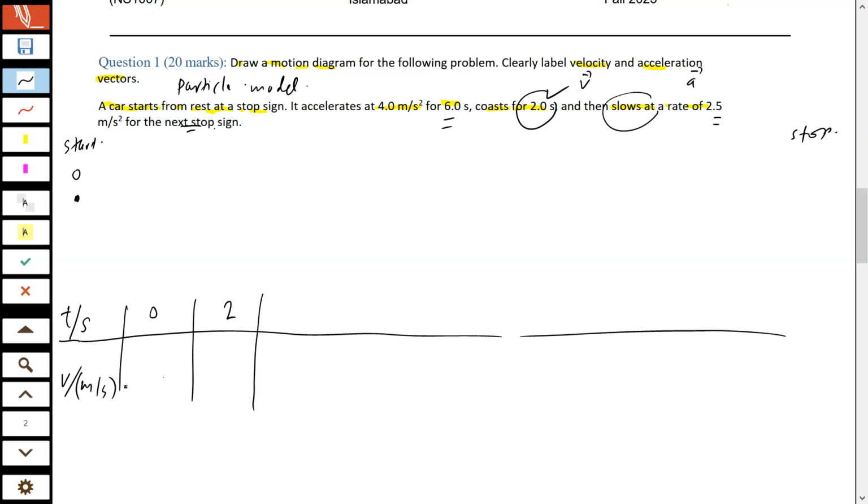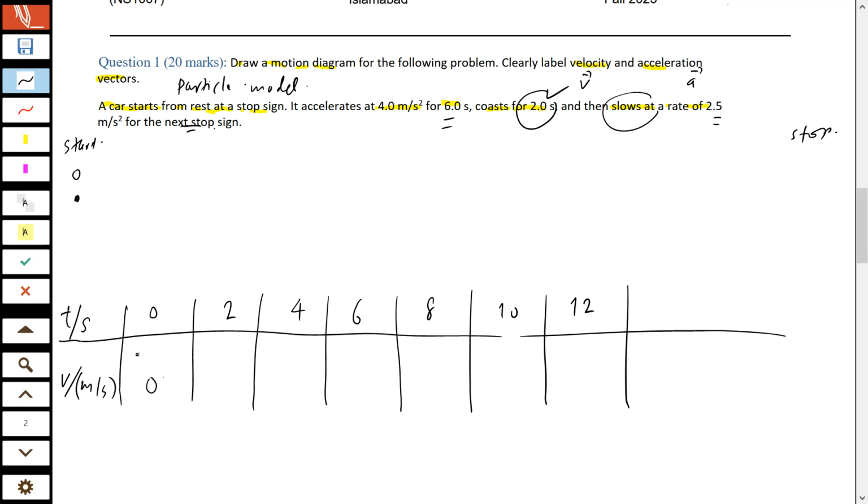So we would like to know what is the speed initially, and what is the speed after 2 seconds, and then what is the speed after 4 seconds. 2 plus 2. Then after 6 seconds, so 4 plus 2, and then so on. 8, 10, 12, and so on. Let's see how much we need. So initially it's definitely 0. And remember, I'm just writing numbers because the units have been removed from these quantities.